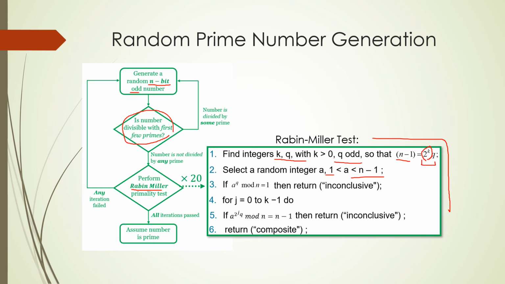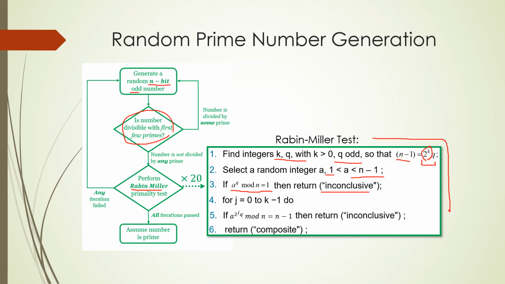And apply the following steps on it. First, raise a to the power of q and find the remainder when it's divided by n. And if it is equal to 1, then you say the test has been passed. So we just return inconclusive because we cannot say 100% the number is prime, but we can say the Rabin-Miller test has been passed for this particular instance.